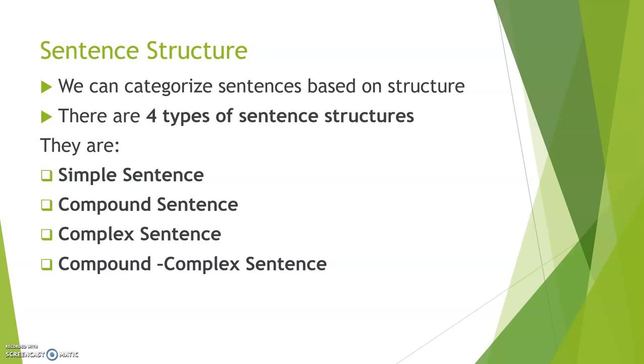We can categorize sentences based on structure, and hence we can see that the English language has 4 types of sentence structures. They are: the first one is simple sentence, second compound sentence, third complex sentence, and the final one is compound complex sentence.